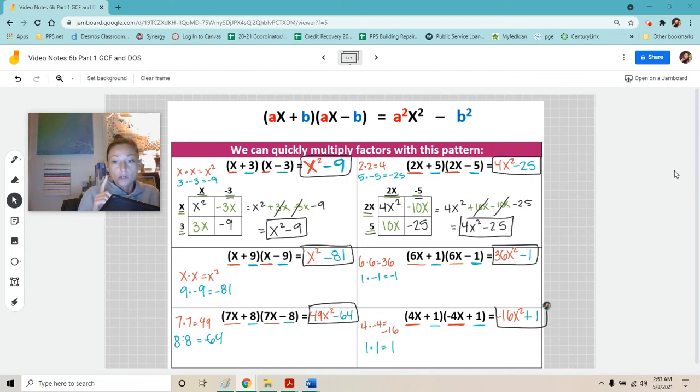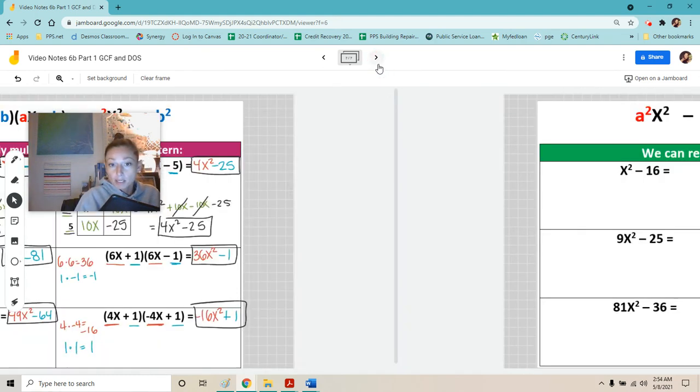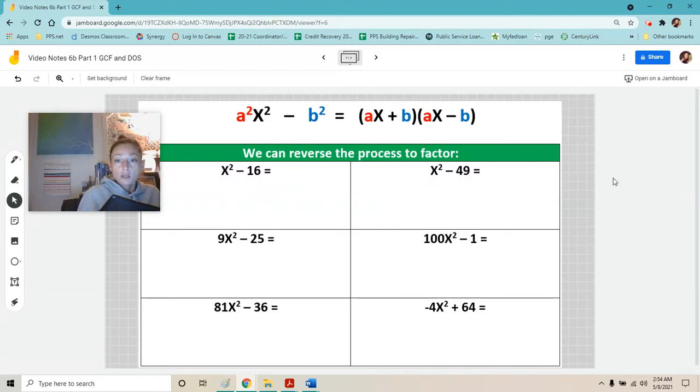Okay, so now we're going to look at how we can reverse this process, how we can use this information to quickly factor when we see a situation like this. See the last page here. So I have these problems here, and I'm using this same pattern, a squared x squared minus b squared equals ax plus b, ax minus b, to solve these problems.